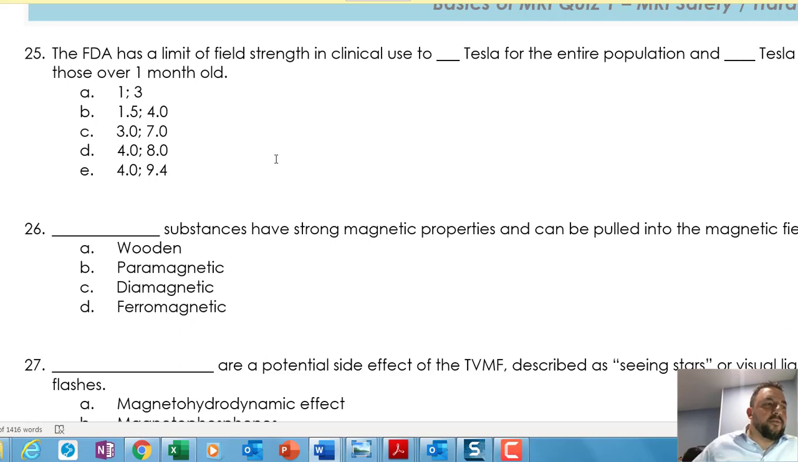27, magnetophosphenes, I like that word, I'm going to have to spell that right, are a potential side effect of the time-varying magnetic field, described as seeing stars or visual light flashes.